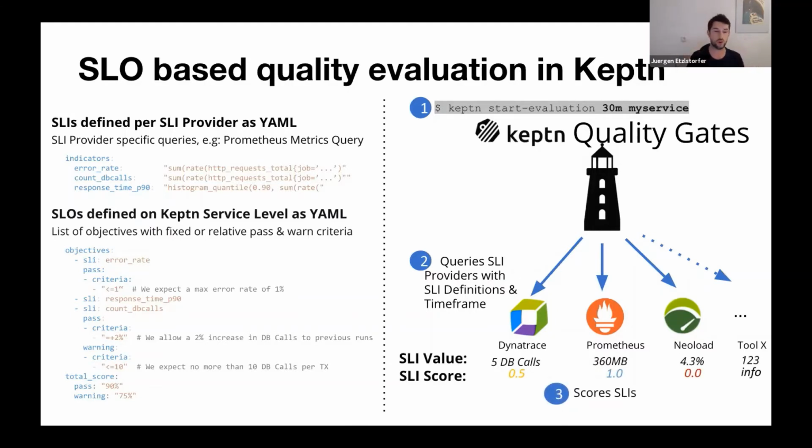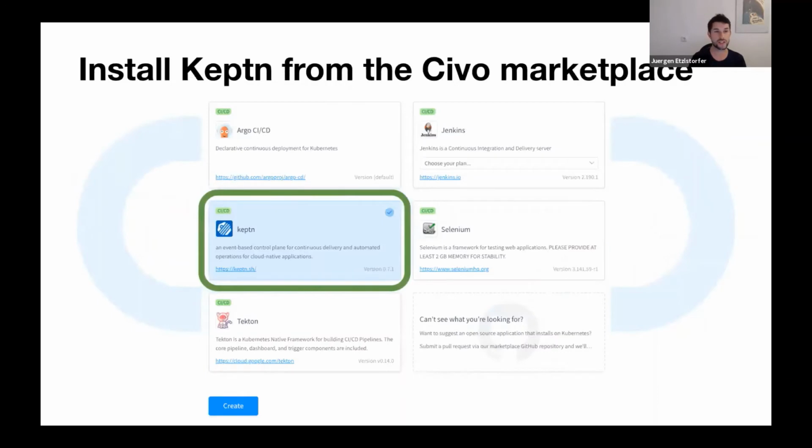We'll create a score for each of those SLOs, and we'll come up with a total score, which basically defines the total evaluation. You might have hundreds or at least tens of different service level objectives. Keptn will come up with a total score and will give you back this total score. So that's a very powerful but yet simple concept of this quality gate, and everything is based only on these two files, the service level indicators and the service level objectives. And you can make use of this by just installing Keptn from the Civo Marketplace.